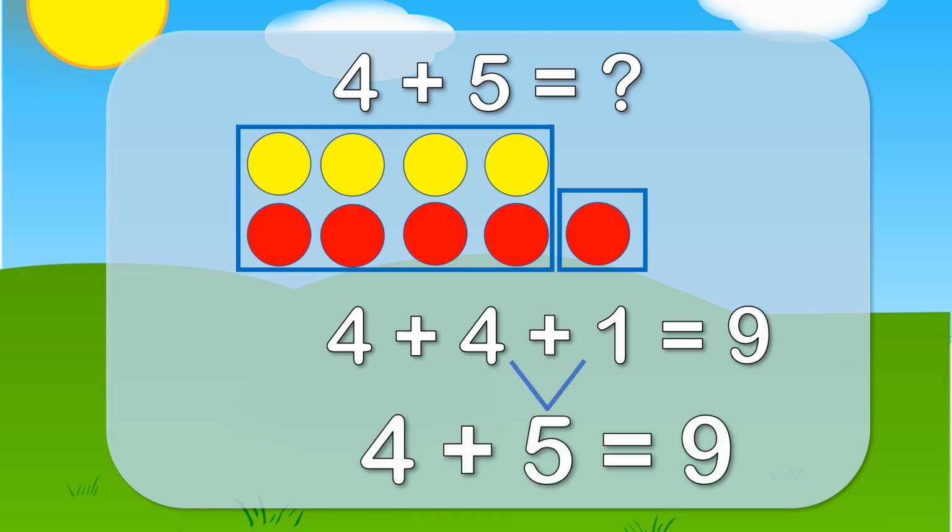You can see in the model that we've decomposed 5 to 4 and 1. And so when we put those back together, we see that they're 5. 4 plus 5 is 9.